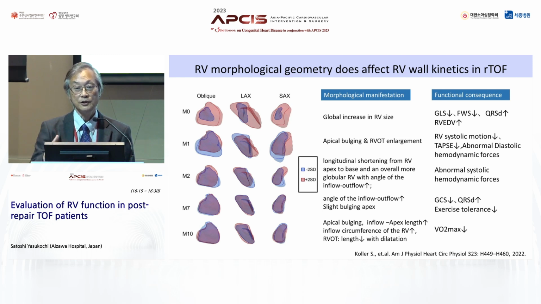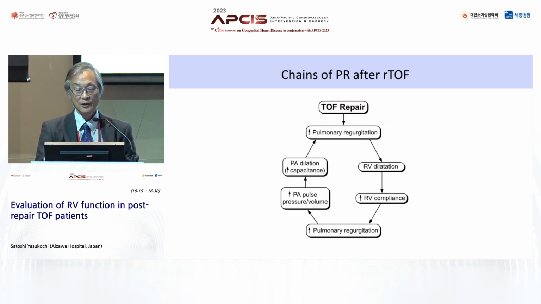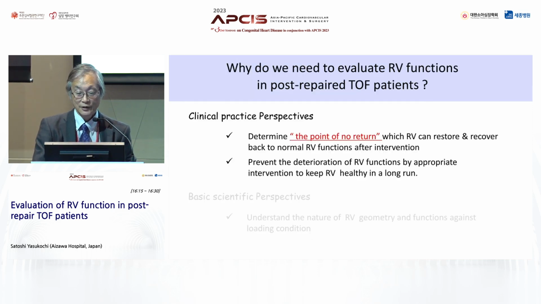The interesting thing is that in a dilated RV, sometimes the RV has a different shape. Sometimes the patient has more bulging in the apical and posterior parts, and sometimes it is more dilated in the outflow parts. So that kind of geometric change may affect measurements like strain and also ejection fraction. This is a change of the PR after tetralogy of Fallot repair. I think you may know this as well.